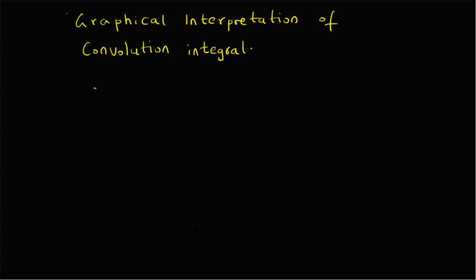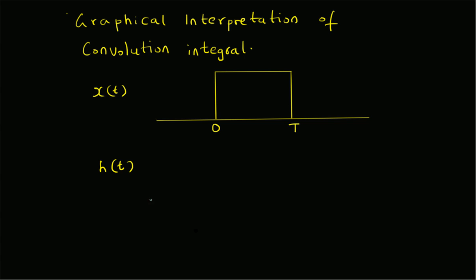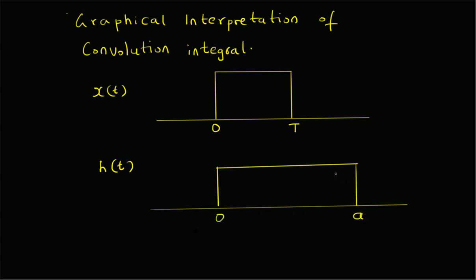So, given a signal x of t that has a structure defined within a window of length T, that is assuming that it starts at 0 and stops at capital T, that is a given input x of t, and then we have the impulse response h of t that has a similar structure within a window from 0 to a. Here we are assuming that T is less than a. In this case, we want to find the convolution of these two signals x of t and h of t.